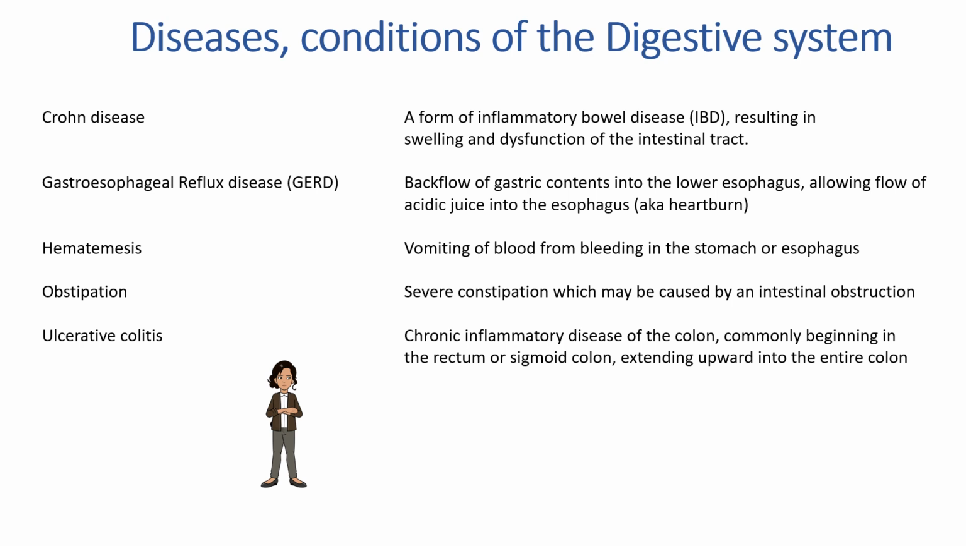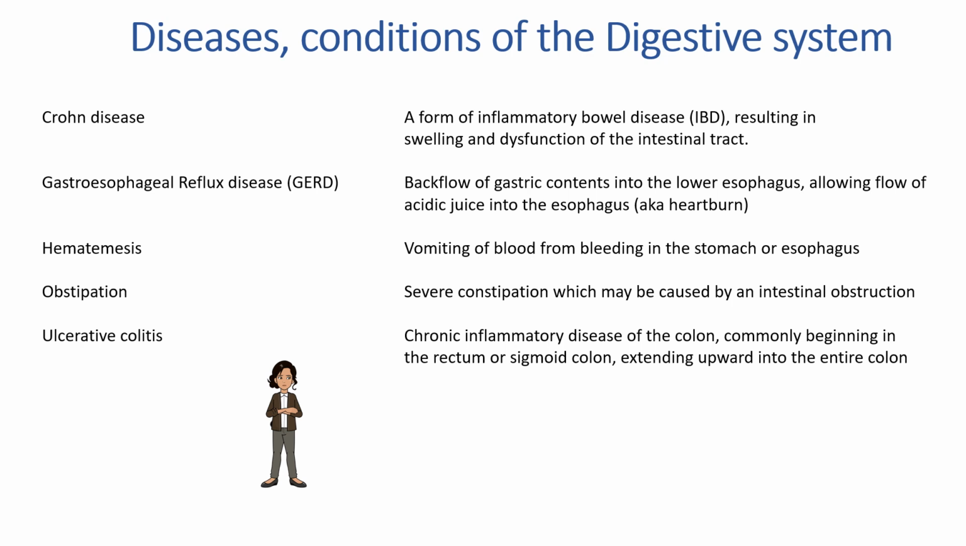Next term is hematemesis. The suffix for this, emesis, always means vomiting. The prefix hemat always means blood. So hematemesis is defined as vomiting of blood from bleeding in the stomach or the esophagus.